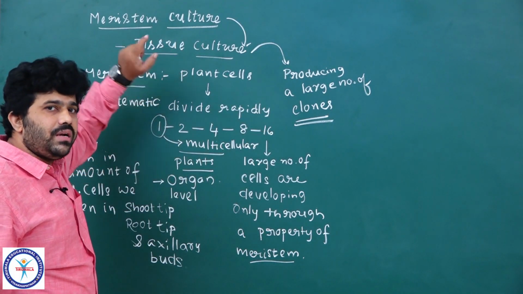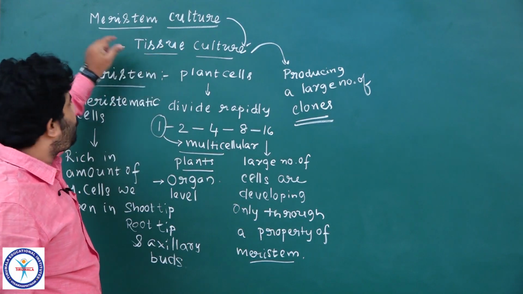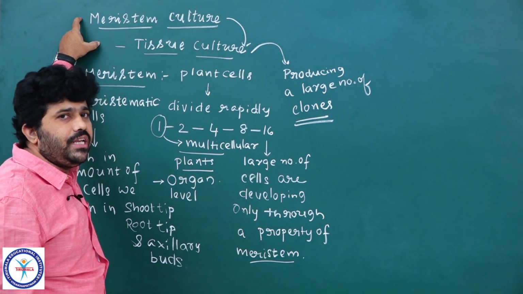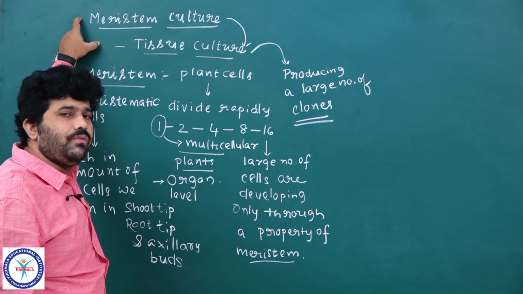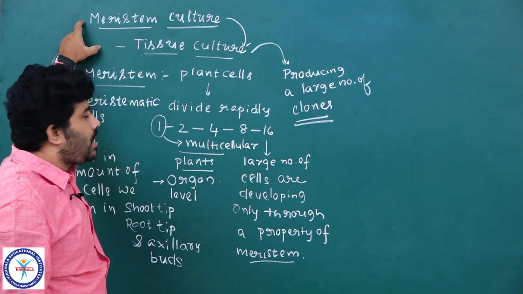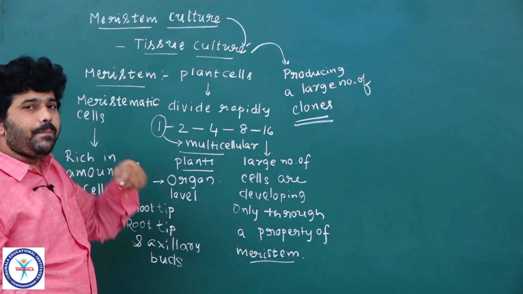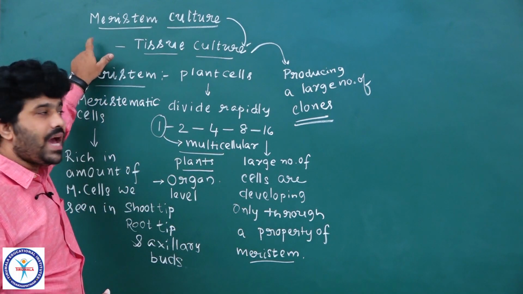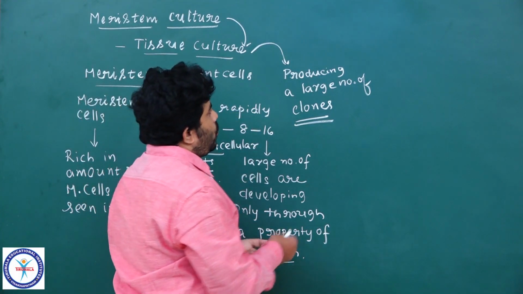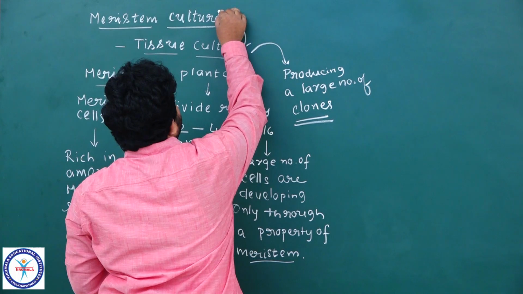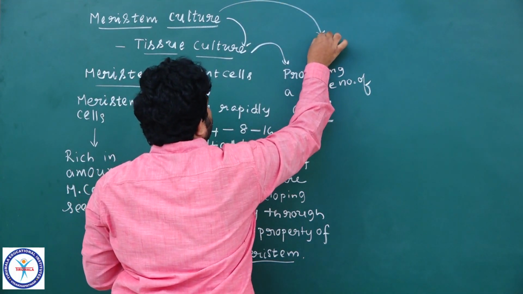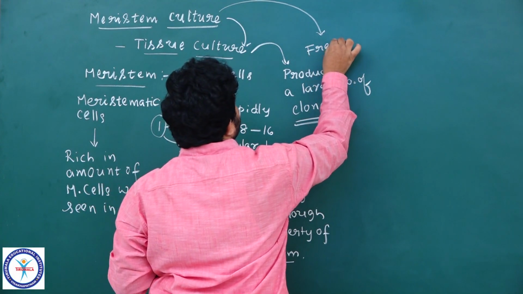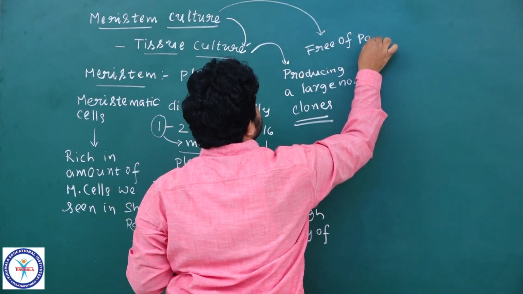Here, the tissue culture we already discussed. Now we follow another method of tissue culture, meristem culture. What is the speciality of this particular process? It is also a type of tissue culture, so why are we discussing it separately? We have another importance in this process of meristem culture: we are producing clones that are free of pathogens.